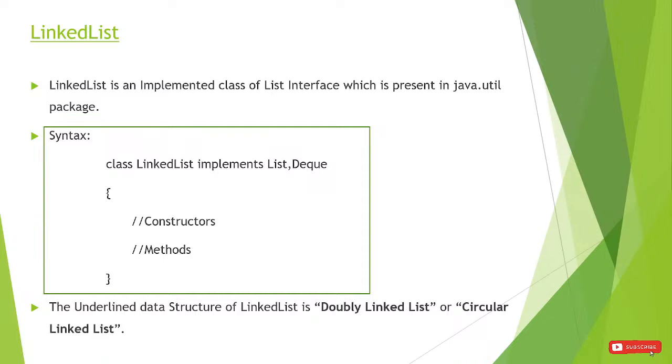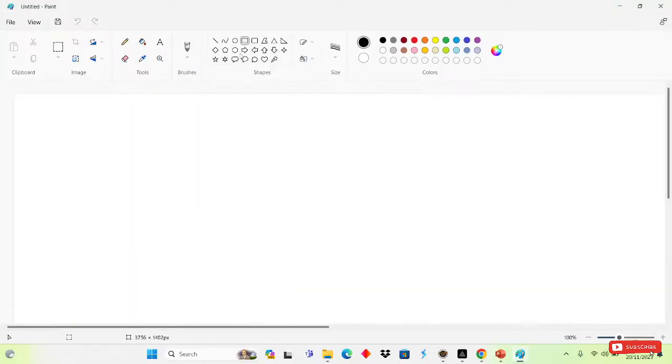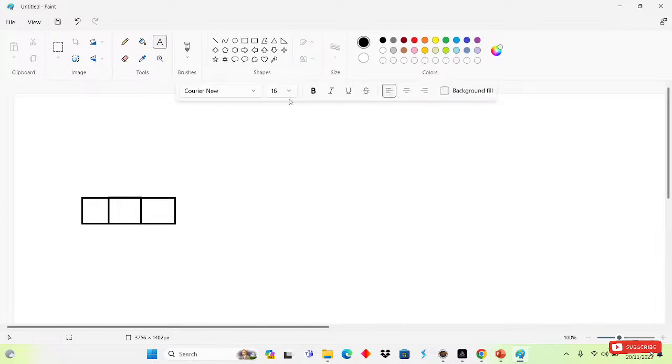So now we will come to Paint and see what is meant by the doubly linked list. It will create one node like that, a node with three compartments. Inside the middle compartment, what will it do? It will add the element.